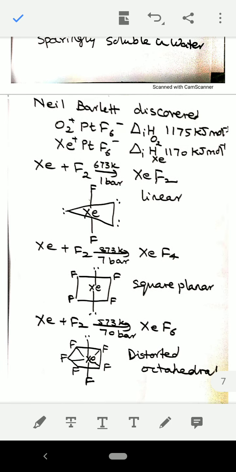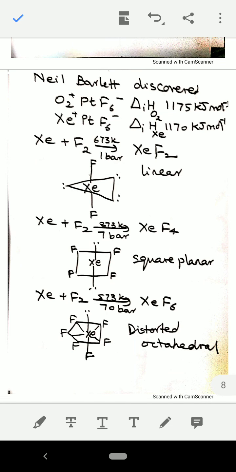Neil Bartlett discovered oxygen platinum fluoride, with ionization enthalpy of molecular oxygen being 1175 kilojoules per mole. Instead of oxygen, he took xenon with platinum fluoride, where ionization enthalpy of xenon is 1170 kilojoules per mole, lower than molecular oxygen. So, xenon does form compounds with fluorine and oxygen.